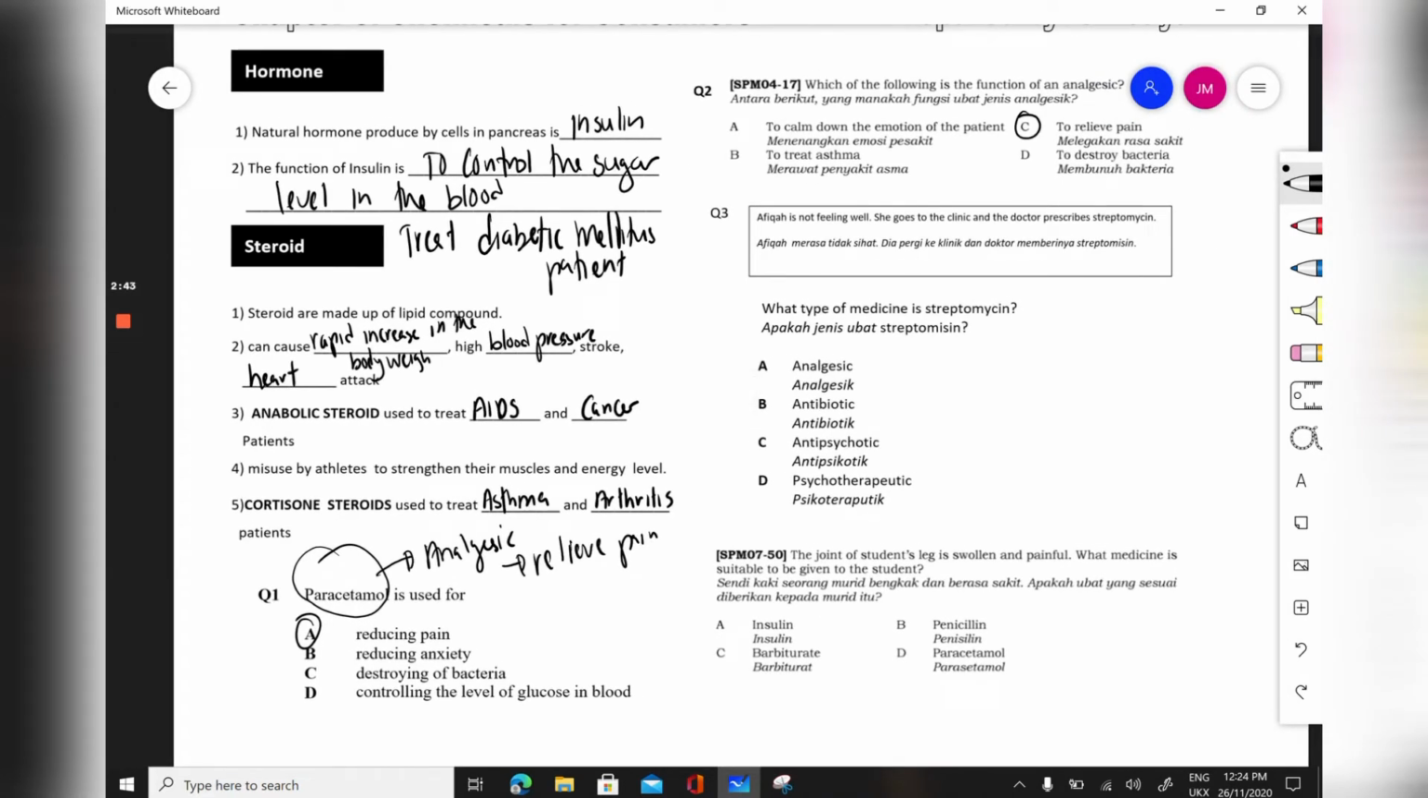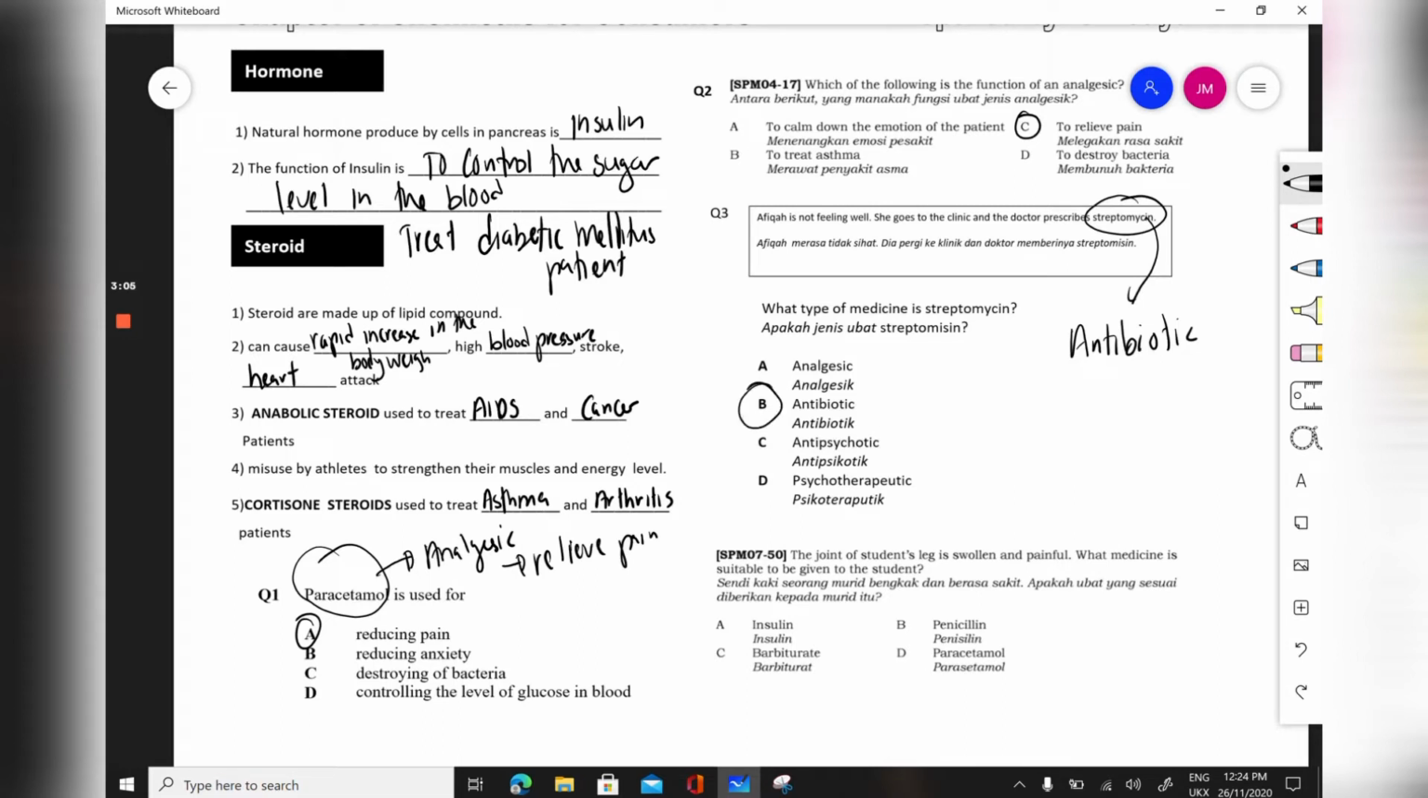Afika is not feeling well. She goes to the clinic and the doctor prescribes streptomycin. Streptomycin comes under antibiotic, and this antibiotic is used to kill or retard the growth of harmful bacteria and fungus, not virus. So streptomycin will be under antibiotic.